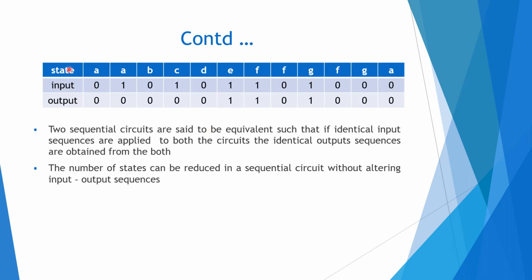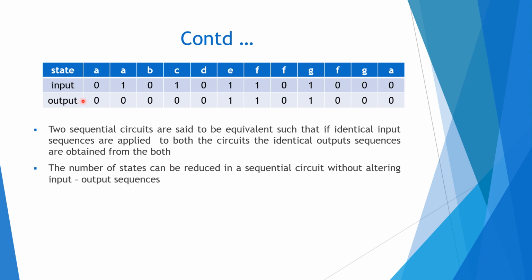So this is the state, this is the input, this is the output. By analyzing the state diagram, we can form this table. Two sequential circuits are said to be equivalent if, when identical input sequences are applied to both circuits, identical output sequences are obtained from both.